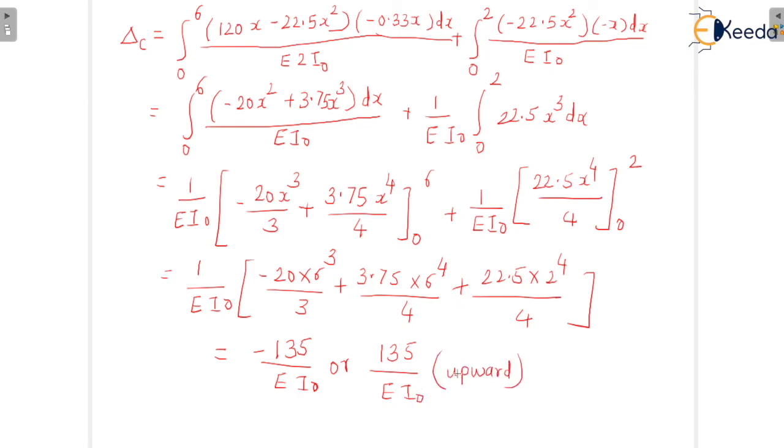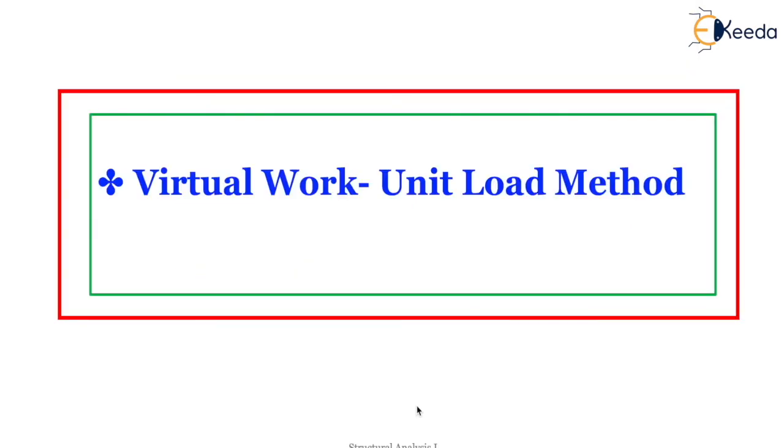So this completes our problem here. We have calculated with the unit load method the deflection at end C. Hope you understood this small concept of the unit load method and a problem.